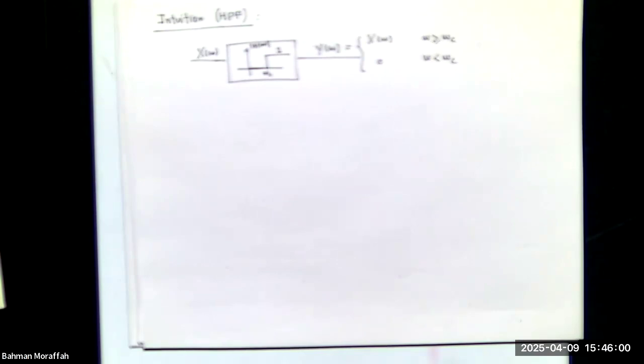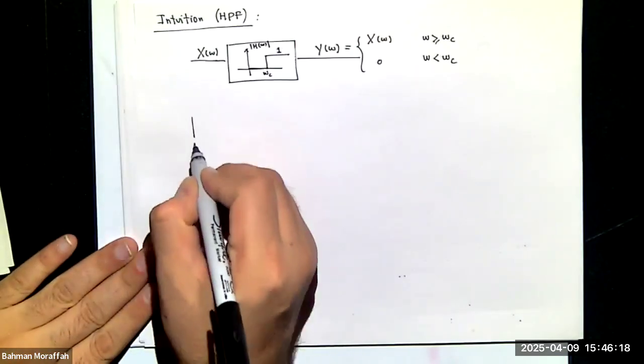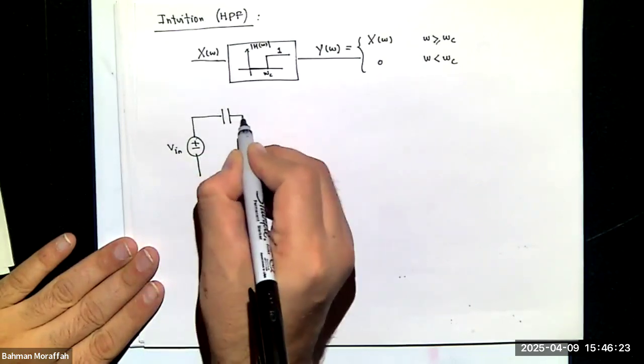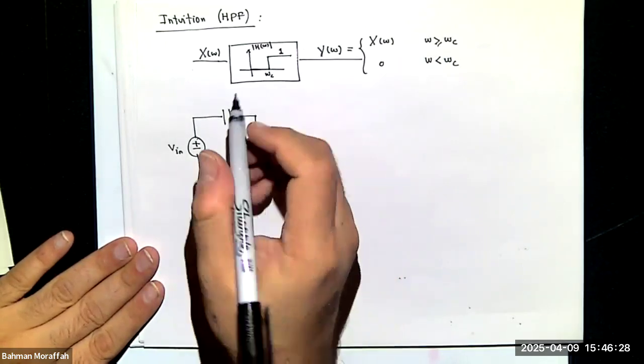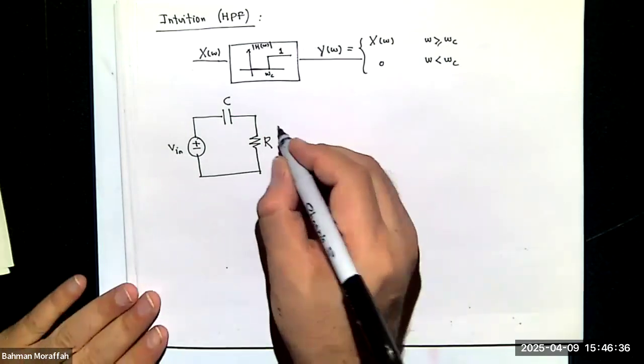Let's see if we can actually build a circuit that does this for us. Let's this time look at this: again, a first order circuit with a capacitor and a resistance R. This time, instead of measuring voltage across the capacitor, let's compute voltage across the resistor.